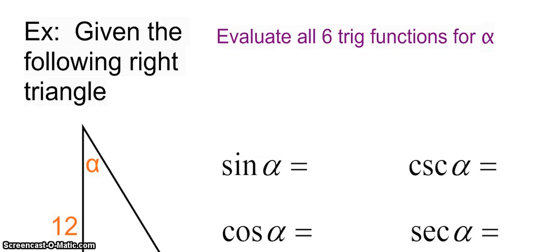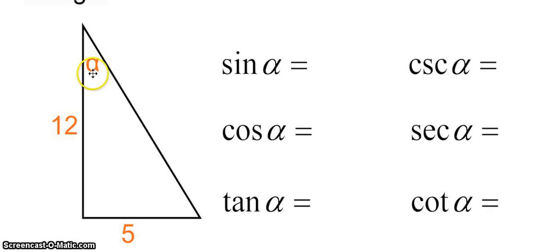So let's see this in action. Some basic types of trig problems. If we want to evaluate all six trig functions for alpha, here's my lovely alpha. I want to find the sine of alpha, the cosine of alpha, the tangent of alpha, the cosecant of alpha, the secant of alpha, and the cotangent of alpha. How do I do that?